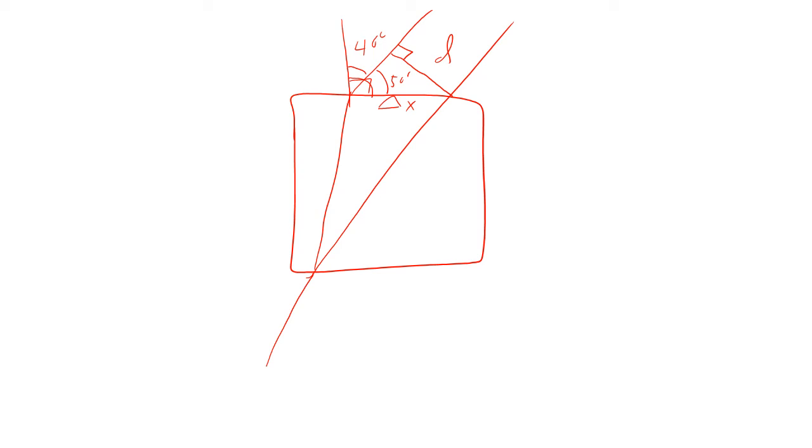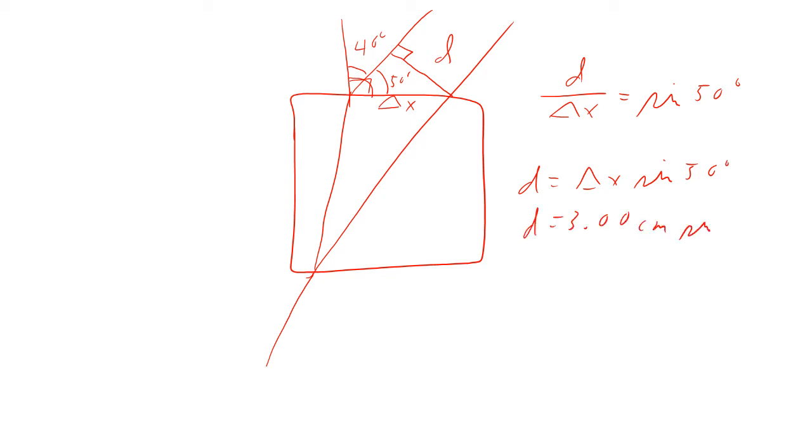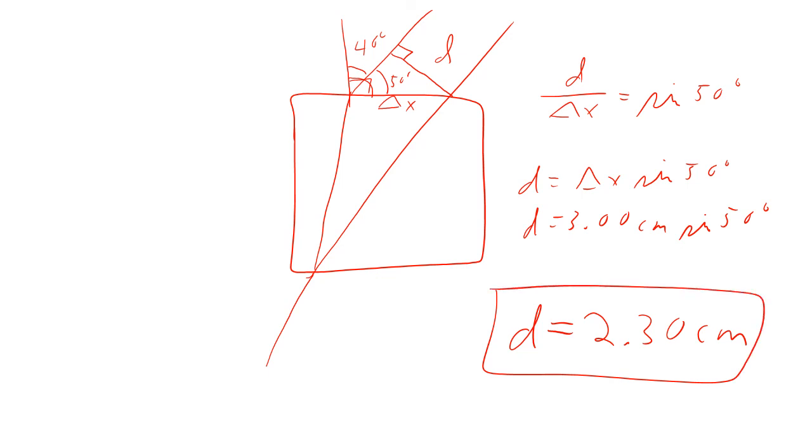So if I look at it, then I see that D divided by delta x is going to be the sine of 50 degrees. So D is delta x sine 50 degrees. So D is 3 centimeters sine 50 degrees. So the deflection comes out to be equal to 2.30 centimeters. Okay, and so that's how we do this problem.